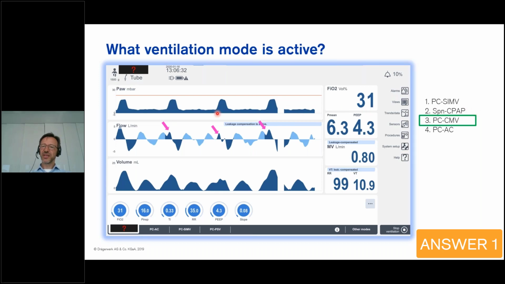So can it be spontaneous CPAP? You see here there is some cycling, pressure is built up and comes down to PEEP. Obviously this will not happen in CPAP, so therefore it can't be spontaneous CPAP, because in this case the pressure would be stable on the CPAP level and you would not see any inspirations. So can it be assist control?